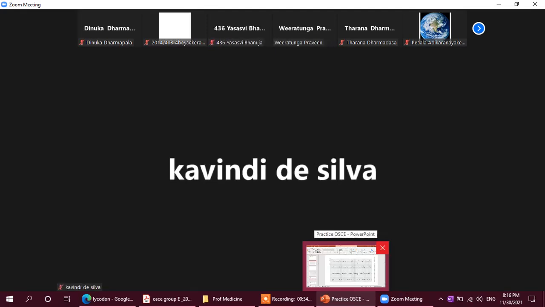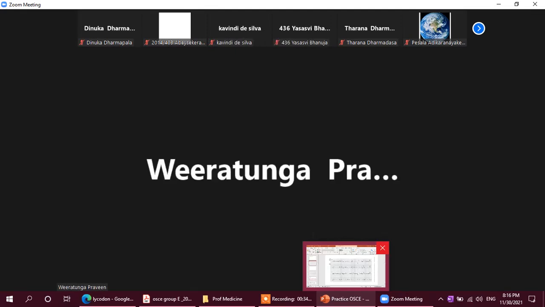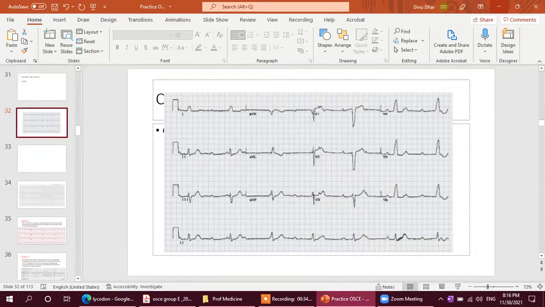Okay. So in the sort of second degree AV block, there is another group of patients who have a very fixed ratio between the P wave and the QRS complex. That means one QRS complex for every three P waves. Right?